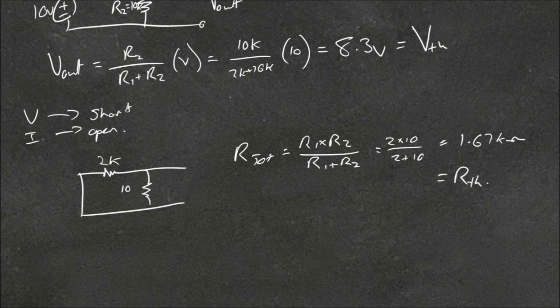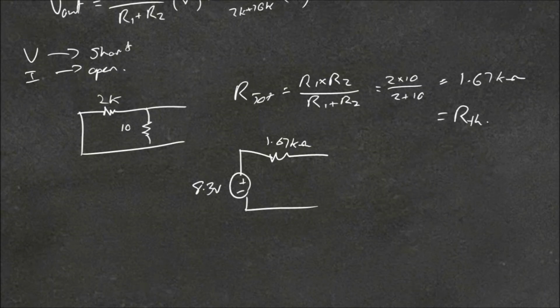So now we've found the equivalent voltage and resistance, we can put it into a single circuit. So we have a voltage source and resistance, and that's 8.3, and this is 1.67 kilo ohms. So that's example 1 done. We'll look at another example.